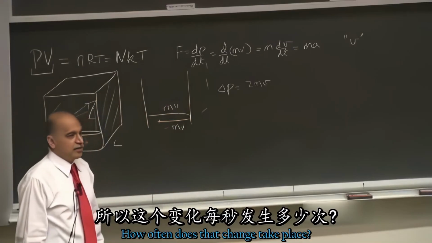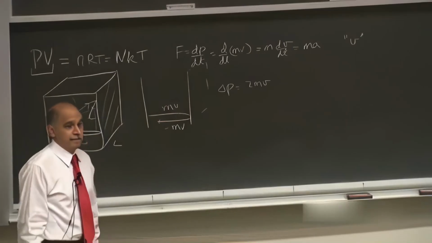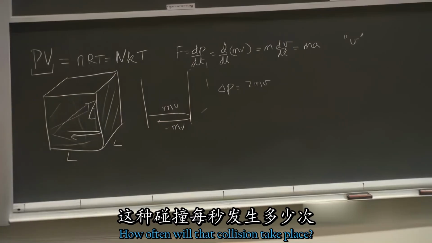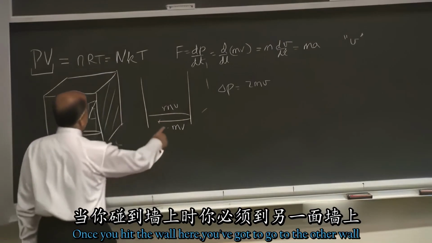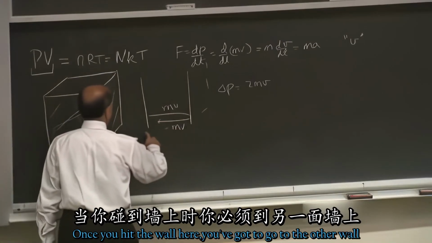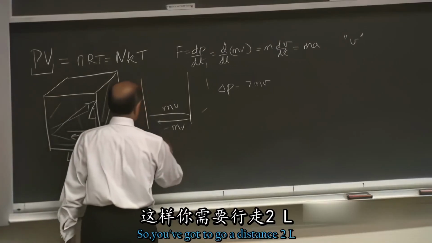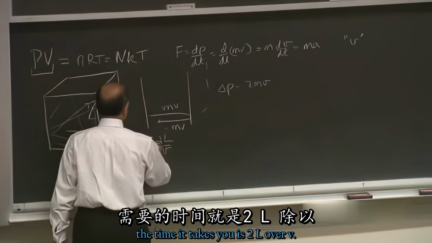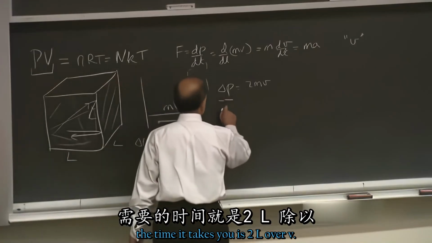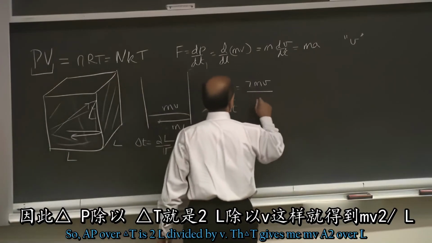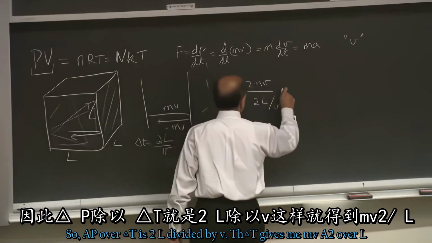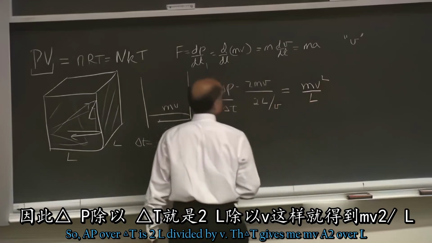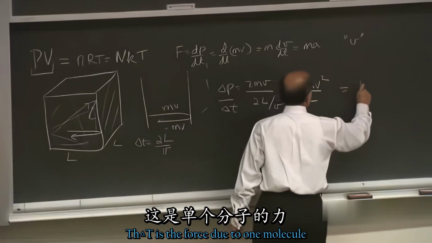How often does that change take place? You guys should think about that first. How often will that collision take place? Once you hit the wall here, you got to go to the other wall and come back. So you got to go a distance 2L, and you're going at a speed v. The time it takes you is 2L over v. So delta p over delta t is 2mv divided by 2L over v. That gives me mv squared over L. That is the force due to one molecule.